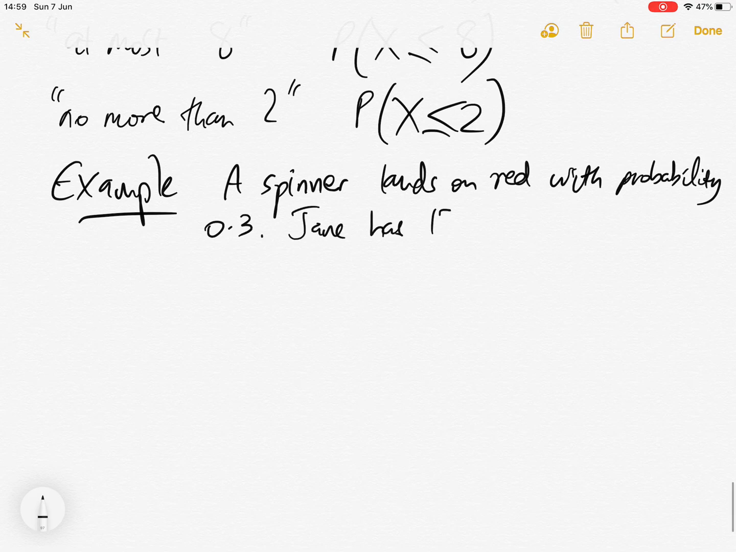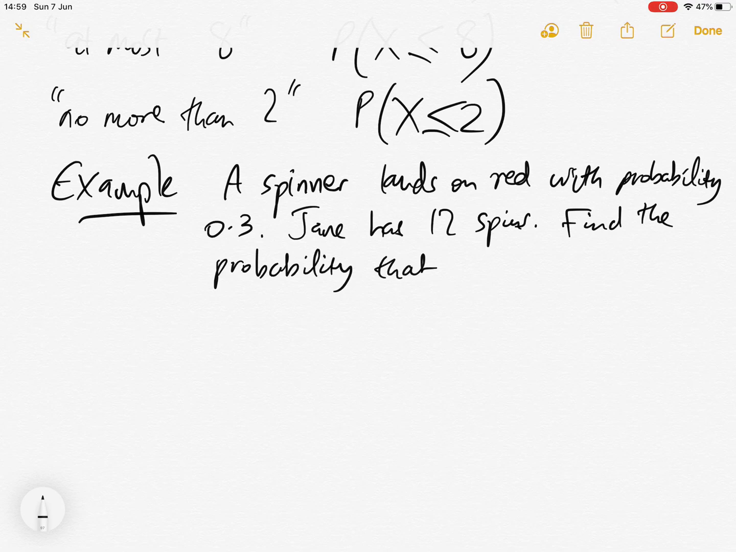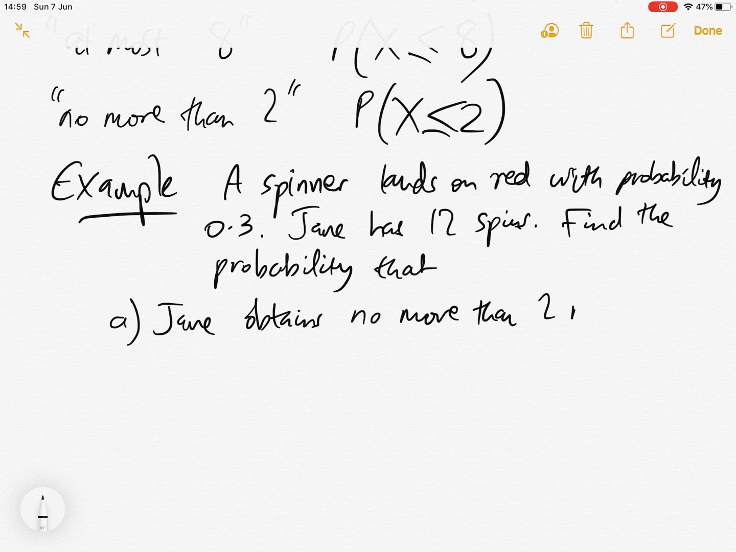Jane has 12 spins. Find the probability that A, Jane obtains no more than 2 reds, and B, at least 5 reds.